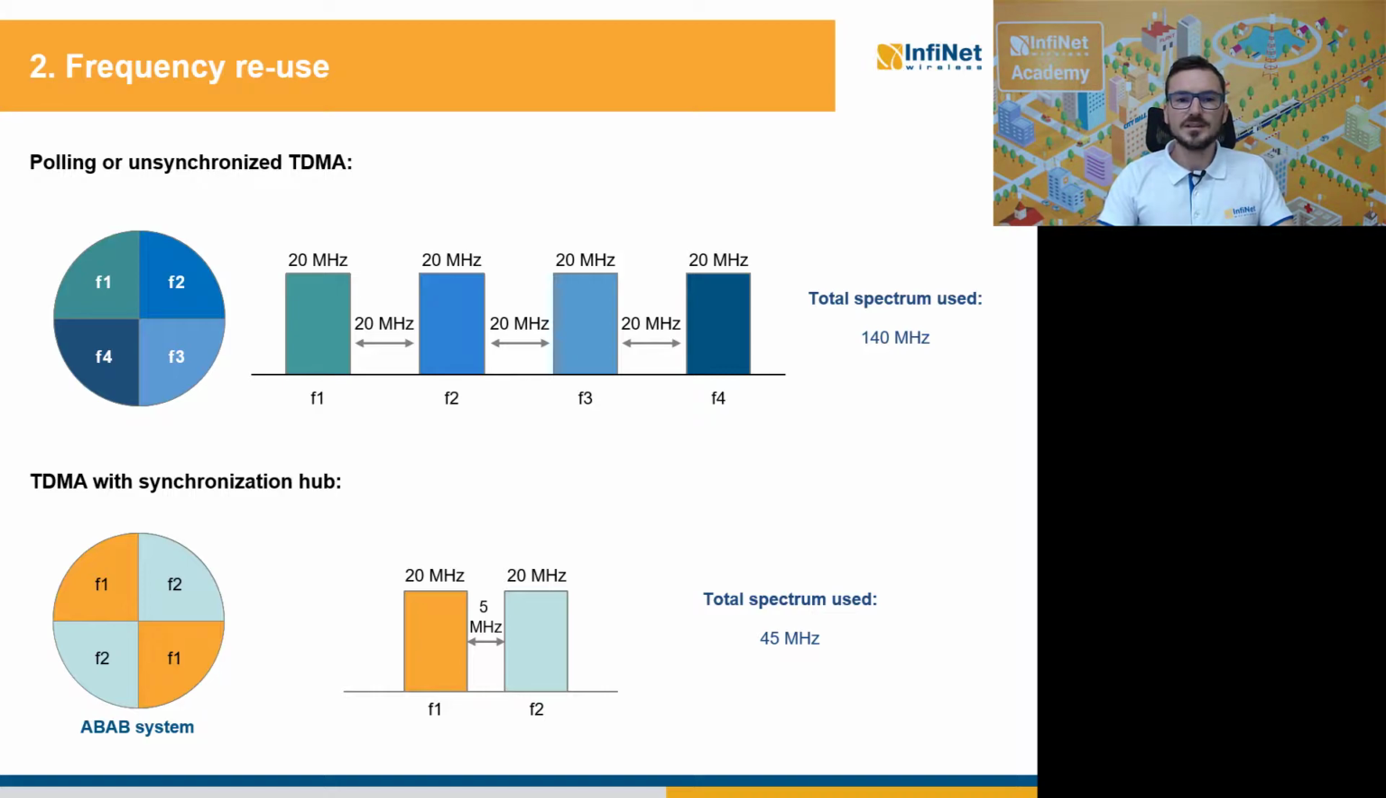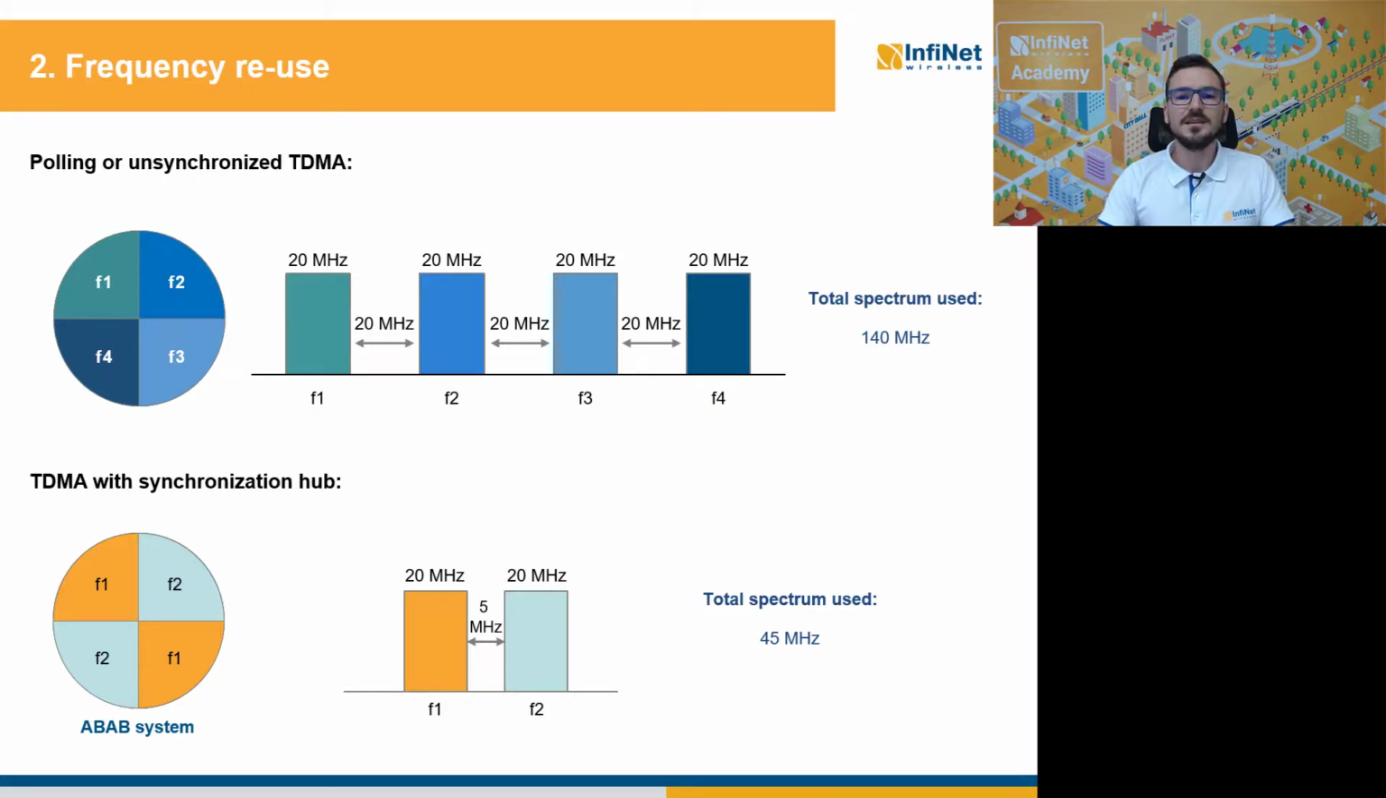Well, the guard interval is proportional to the strength of the interference. When the source of interference is close, its signal becomes more powerful than the useful signal, like in the first case when we had no synchronization. Therefore, a large guard interval of 20 MHz was required.